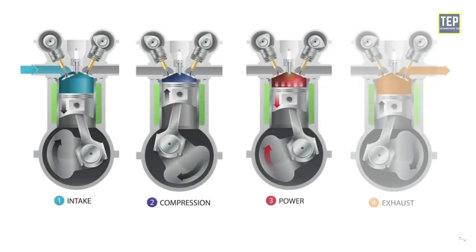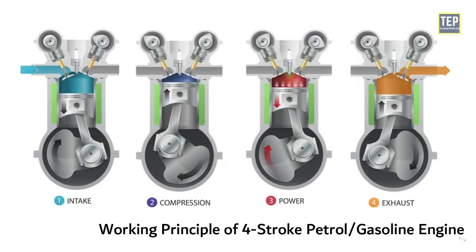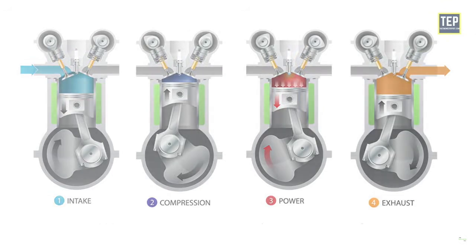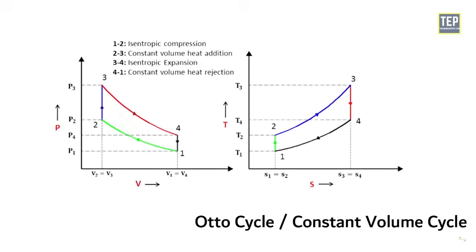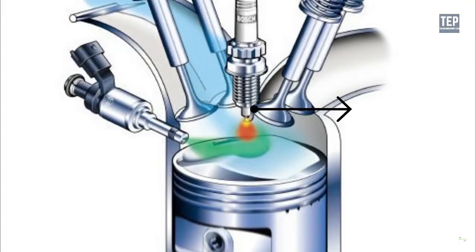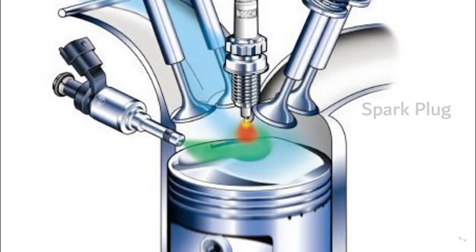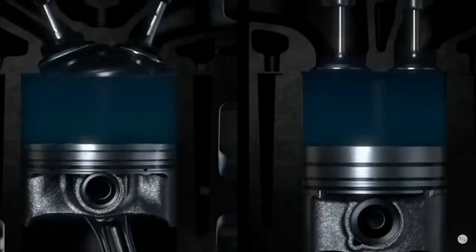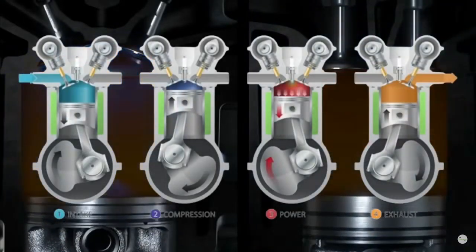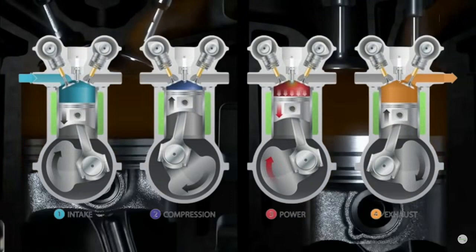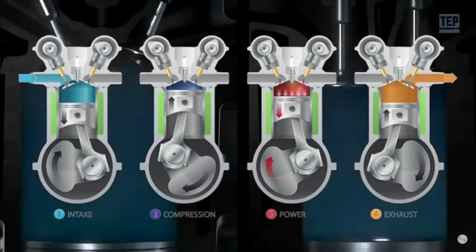Now let's take a look at the working principle of a 4-stroke petrol engine. The petrol engine works on the principle of the Otto cycle, also known as the constant volume cycle. The spark plug fitted at the top of the cover initiates the ignition of the petrol. In a 4-stroke engine, all the events, that is intake, compression, power, and exhaust, are completed in 2 revolutions of the crankshaft. They are as follows.